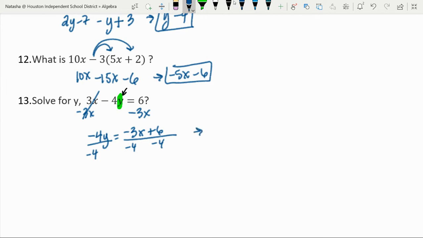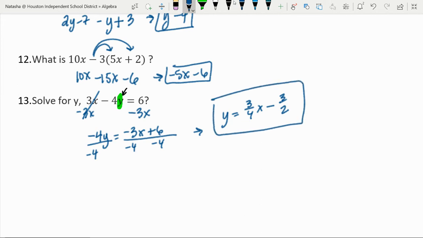So this is going to become y is equal to positive 3/4 x. Then that's going to be minus, now 6/4, that reduces to 3/2, because 2 goes into 6 3 times and 2 goes into 4 2 times. So that is the answer fully simplified.